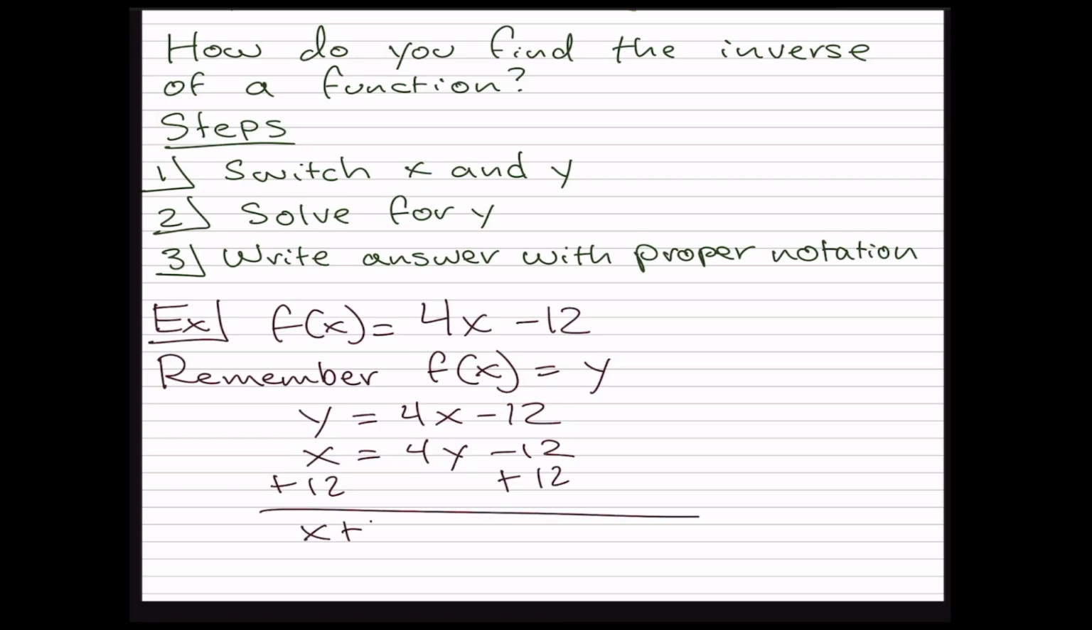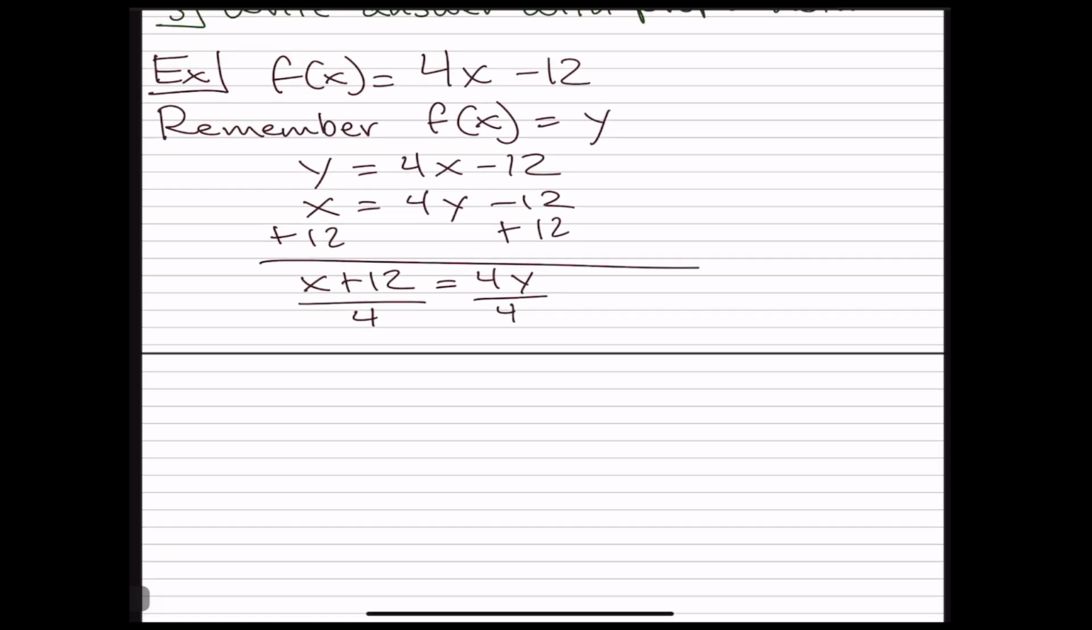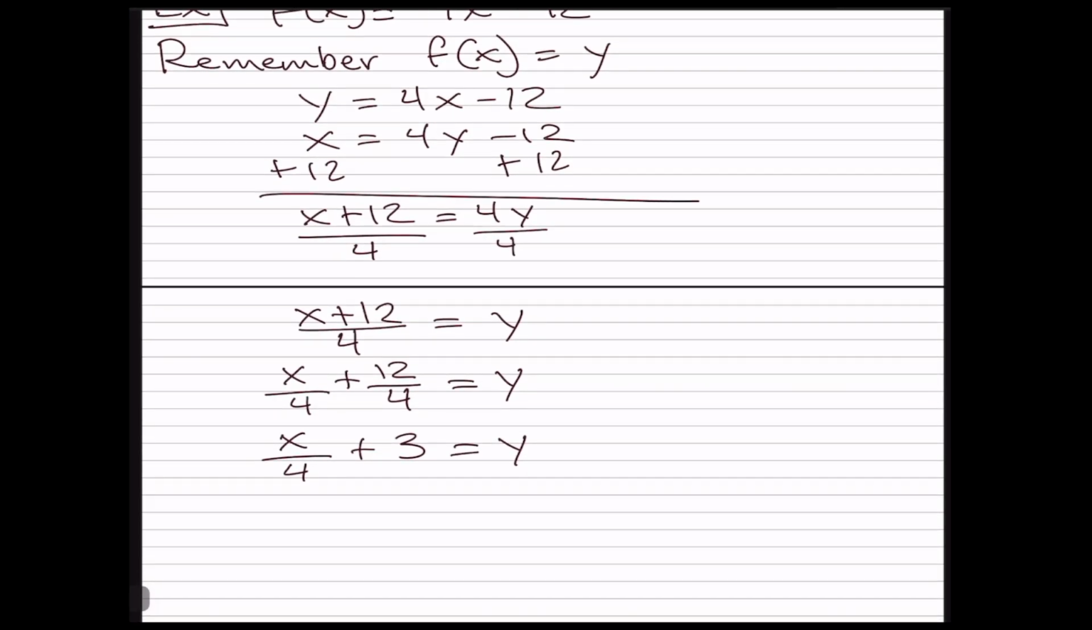So we get x plus 12 equals 4y. Now we're going to divide by 4, and we're going to get x plus 12 divided by 4 is equal to y. Now that left side can be reduced further. We can break each of those up. So x divided by 4 plus 12 divided by 4 equals y. And to simplify, we have x divided by 4 plus 3 is equal to y.